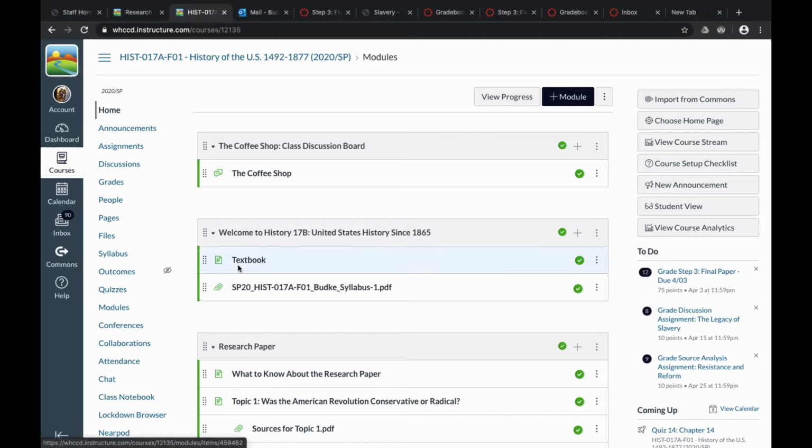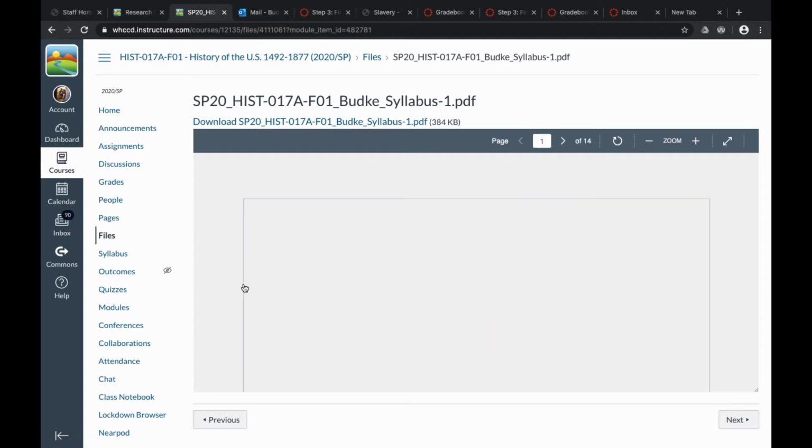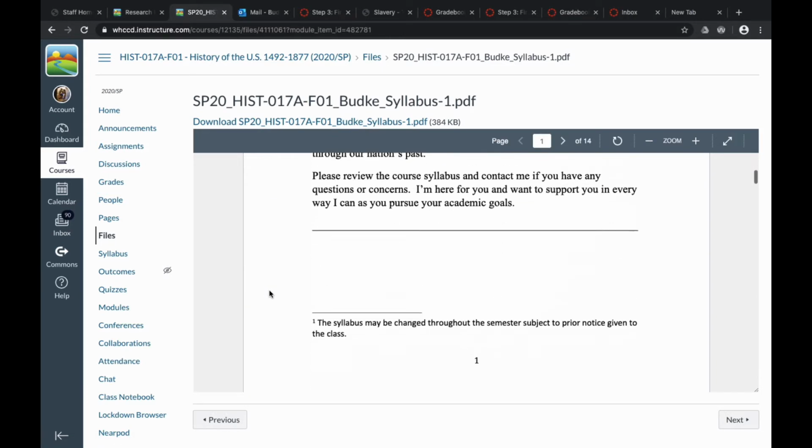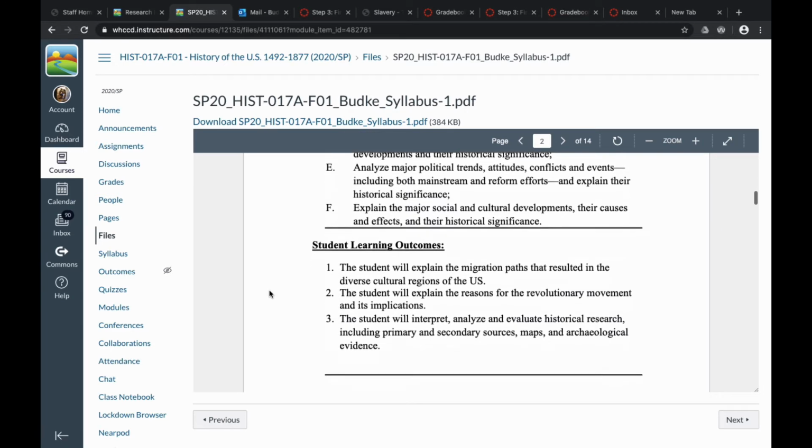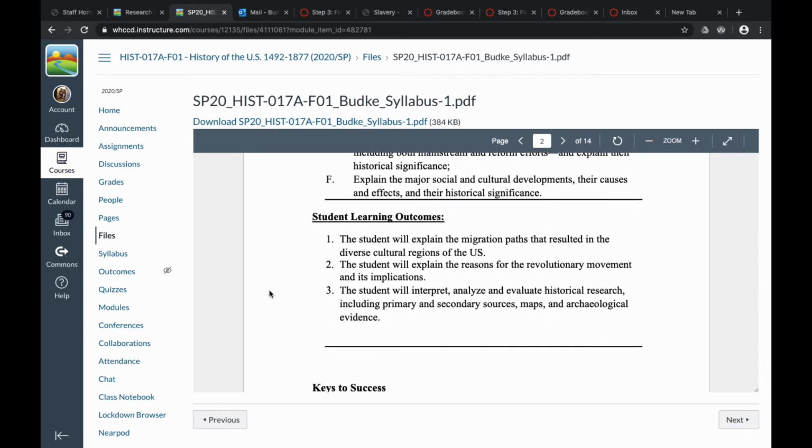But let's go a little bit deeper. Let's look at the syllabus, scroll to the second page, and review the student learning outcomes, because really anything you do in any course should ultimately point back to them. These are the areas in which you should demonstrate competency by the end of this course. For History 17A, the research paper feeds into student learning outcome number 3: the student will interpret, analyze, and evaluate historical research, including primary and secondary sources, maps, and archaeological evidence.